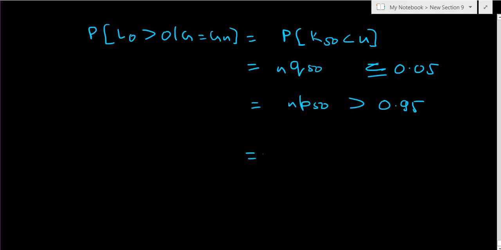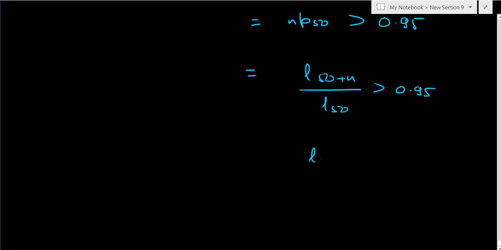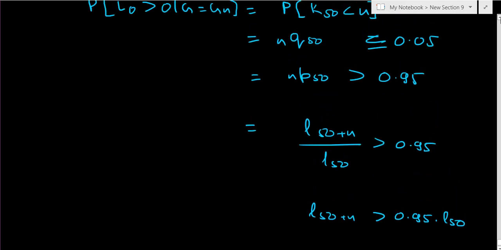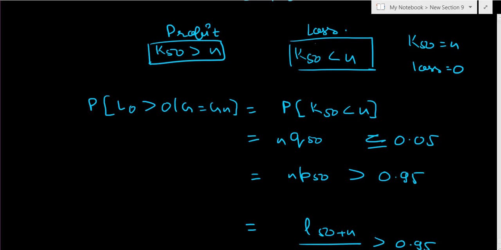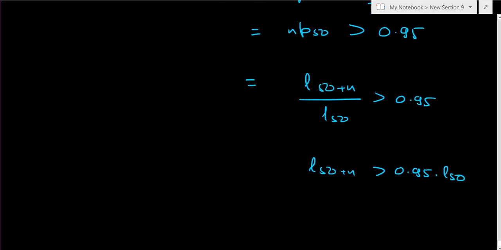So this implies that L50 plus n over L50 is greater than 0.95. So we need the least value of L50 plus n such that it is greater than 0.95 into L50. Because we need the least premium here. We cannot charge a higher premium than this. So we need the least premium, and we need the least value for this L50 plus n. So L50 plus n should be greater than 0.95 into L50.